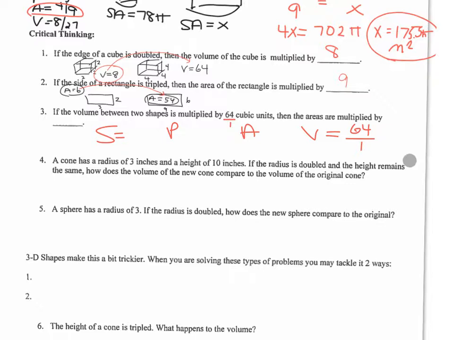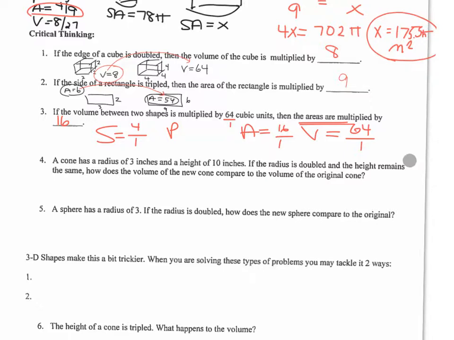So what's my similarity ratio? Well, that's 4 over 1. Then it says the area is being multiplied by what? So what's the area ratio? 16 over 1. So the area is just being multiplied by 16. Let's go ahead and do one more.